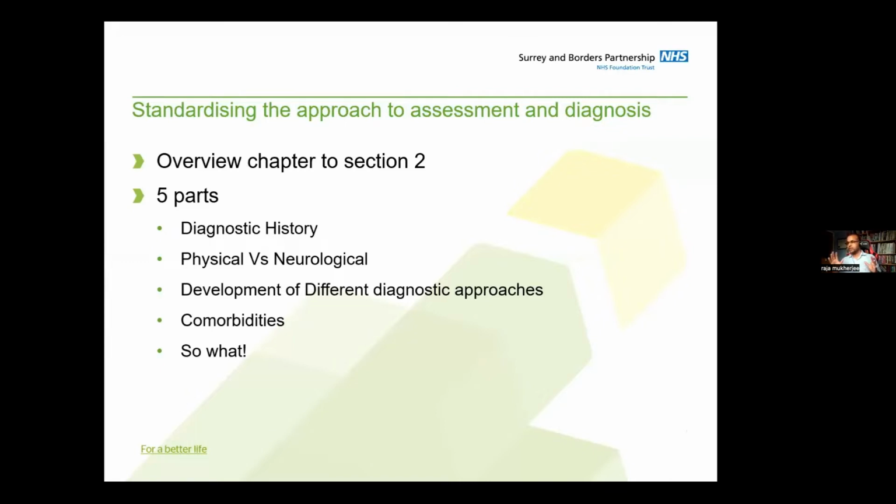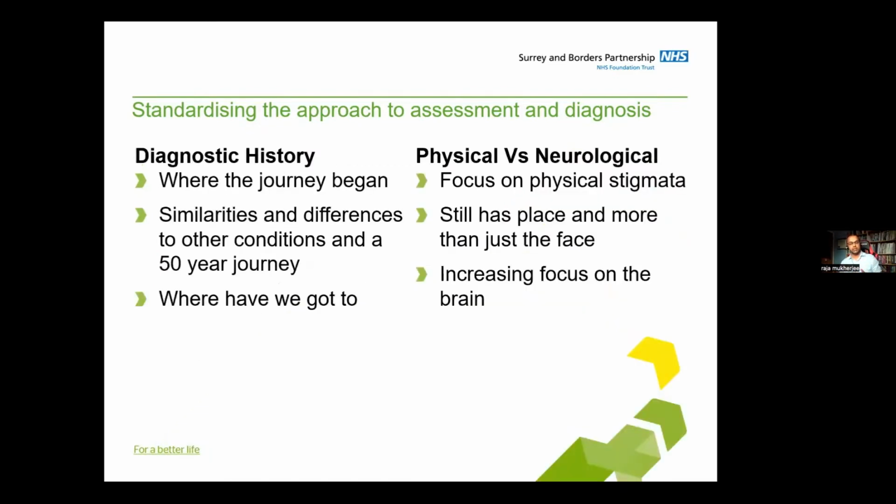So chapter 6 in the book is really an introduction to section 2. We start to give a background in terms of the historical aspects, put in some debate and consideration around physical versus neurological issues, think a little about the different diagnostic approaches and comorbidities, and then finish with the so what question. Section 2 of the book then goes on to explain more of this in detail. This chapter is really about setting the scene. It talks about where the journey began.